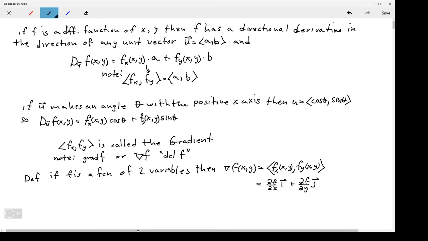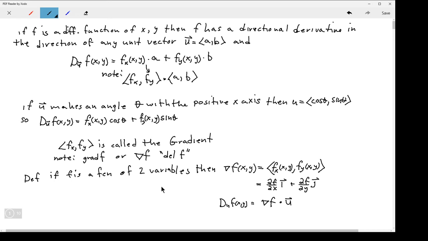And the directional derivative, I'm sorry, D_u of f is going to be del f dotted with u.